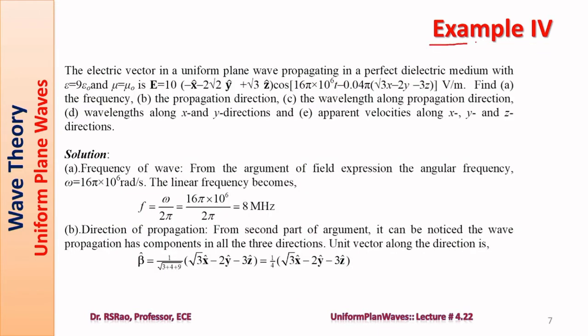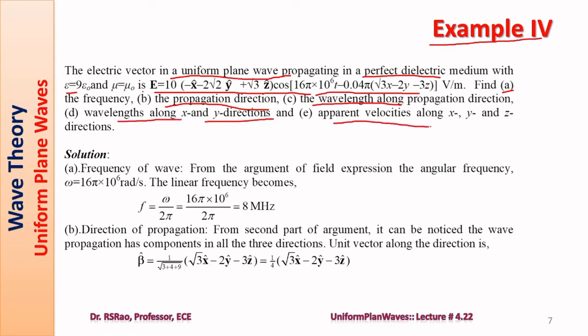Another problem, example 4. The electric vector in a uniform plane wave propagating in a perfect dielectric medium with epsilon equal to 9 epsilon naught and mu equal to mu naught is given by this lengthy expression. We are asked to find A, the frequency, B, the propagation direction, C, the wavelength along the propagation direction, D, the wavelengths along x and y directions, and E, the apparent velocities along x, y, z directions.